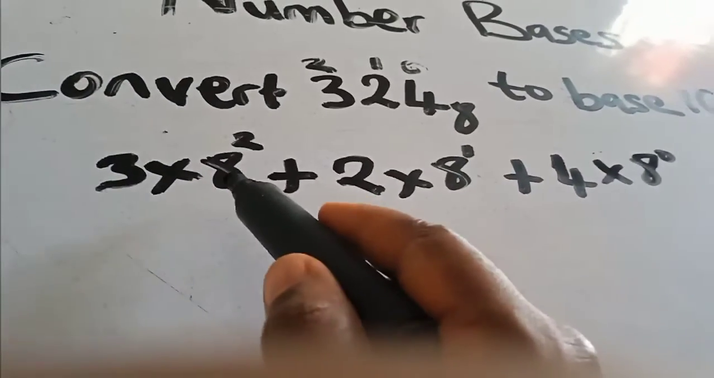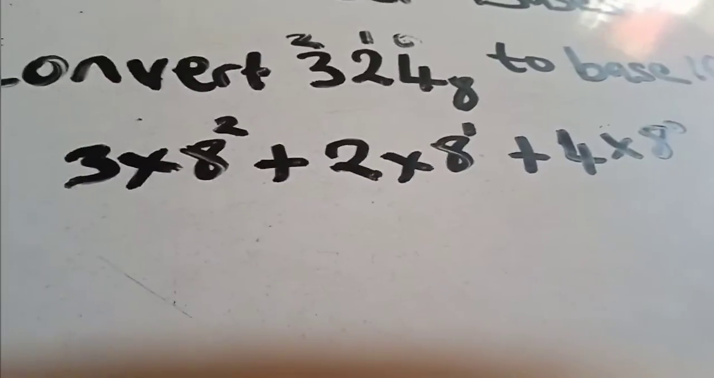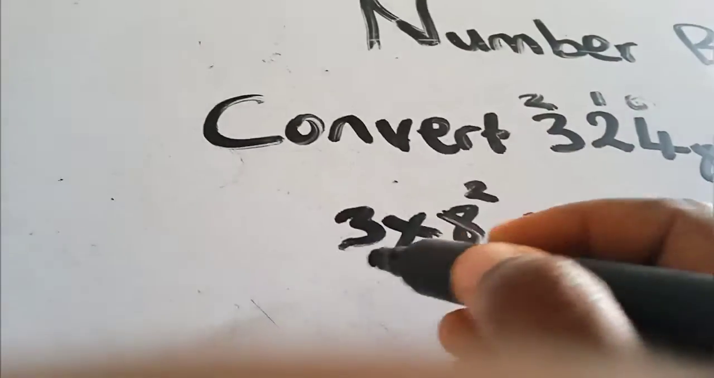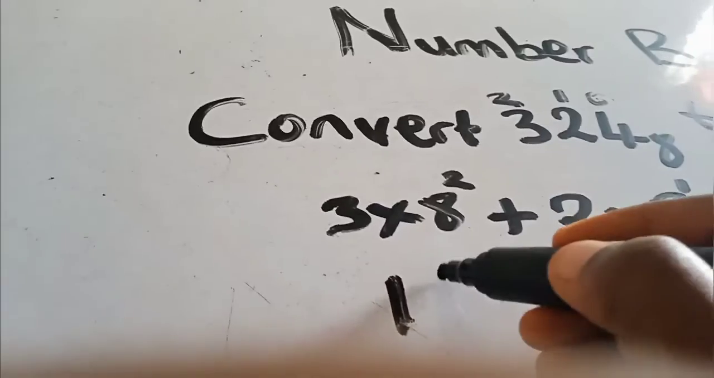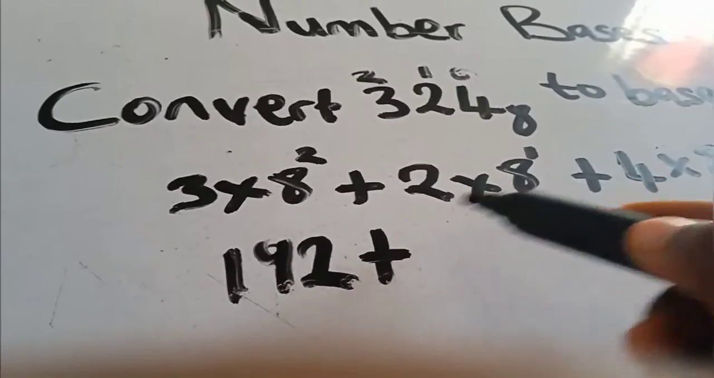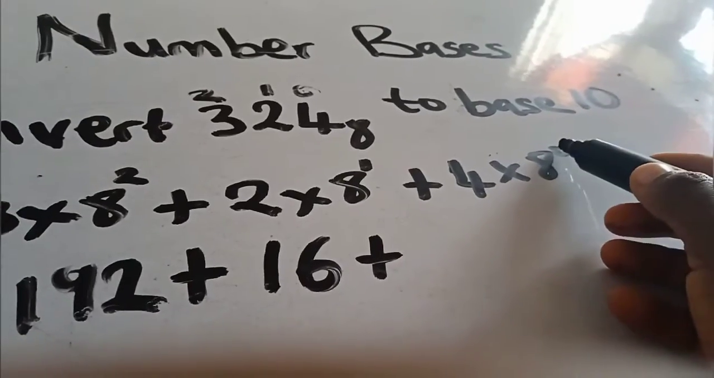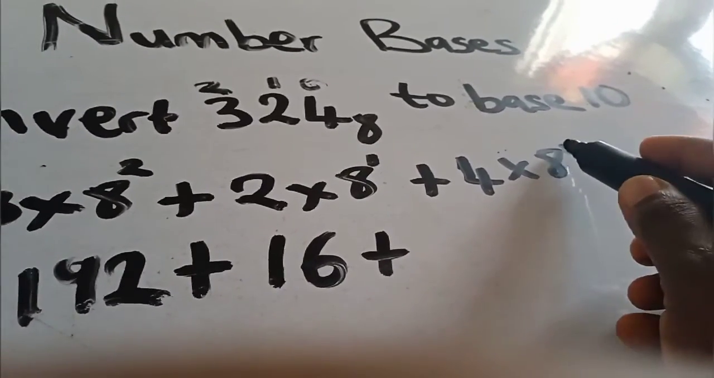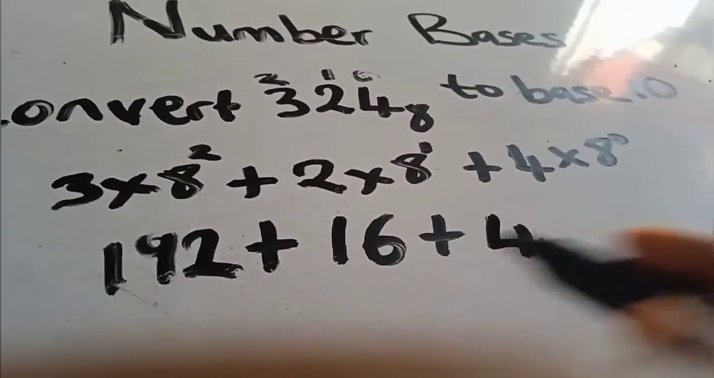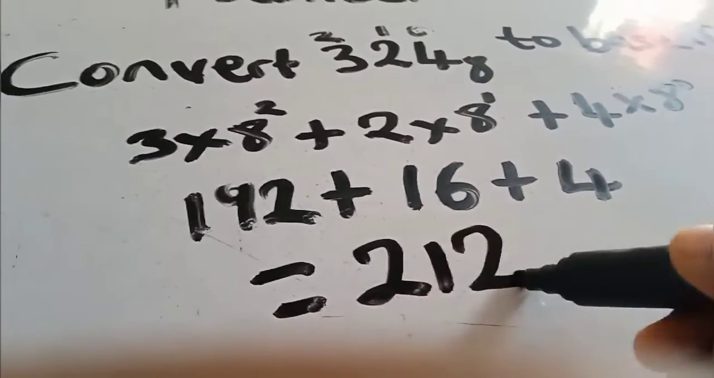8 raised to the power 2 means 8 times 8, 64. 3 times 64 will give me 192. Plus 8 raised to the power 1 is 8, and 2 times 8 is 16. Plus 8 raised to the power 0 is 1. Remember, any number to power 0 is 1, and 4 times 1 is 4. So let's add it together. It will give you 212 in base 10.